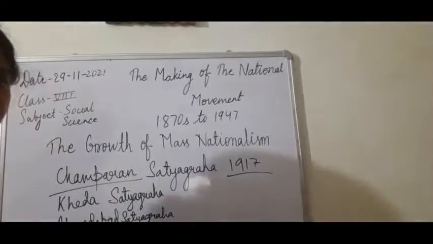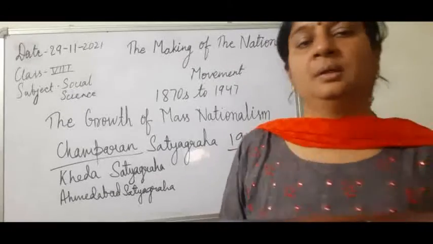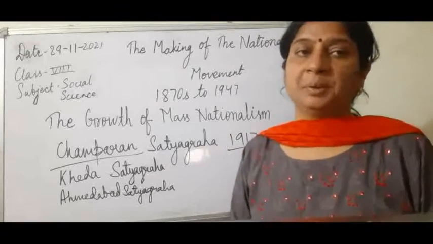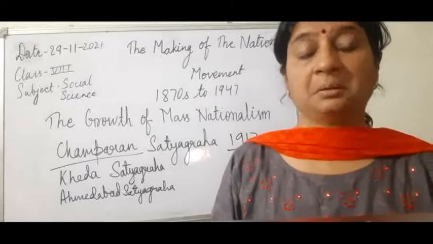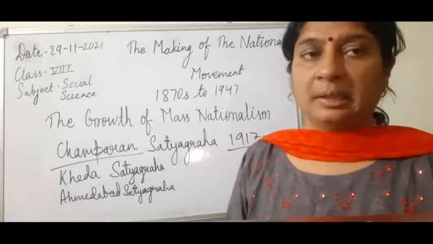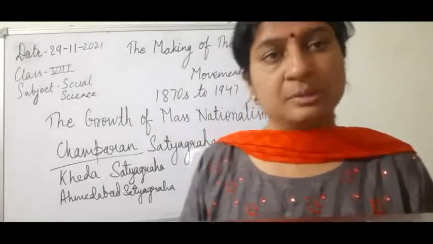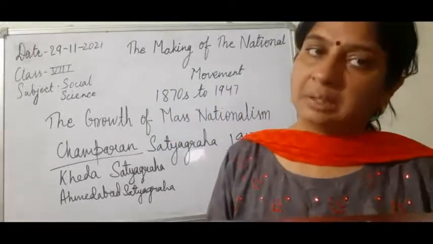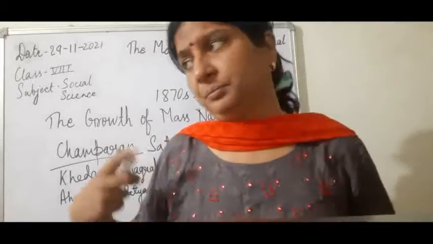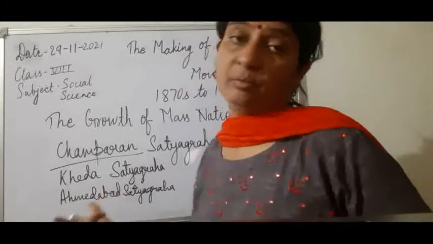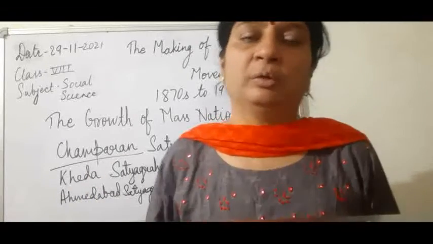Ahmedabad Satyagraha. So this Ahmedabad Satyagraha was for the mill workers, cotton mill workers, in order to protect their interest. The Satyagraha was done by Gandhi. So these three important Satyagrahas were led by Gandhi from 1917 onwards.